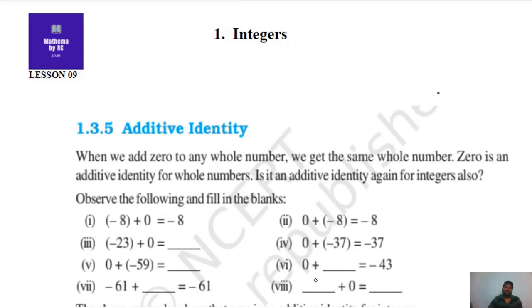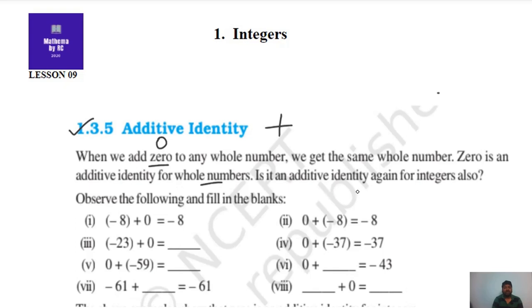Today we discuss the additive identity. This is from your NCERT books. When we add 0 to any whole number, that means the numbers starting from 0, 1, 2, 3, 4, 5, 6 and so on, we get the same whole number. When we add 0 with any whole number, we get the same whole number. 0 is an additive identity for the whole numbers.